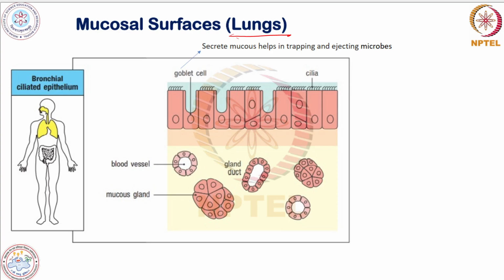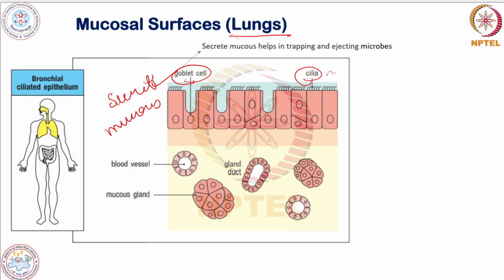The inner lining of the lung is covered by ciliated epithelial cells and goblet cells. These goblet cells secrete the mucus. The function of the goblet cell is to secrete the mucus, which traps the dust particles, microbes, and other harmful pathogens along with the air which we are breathing in.